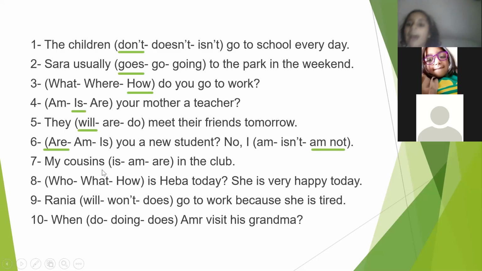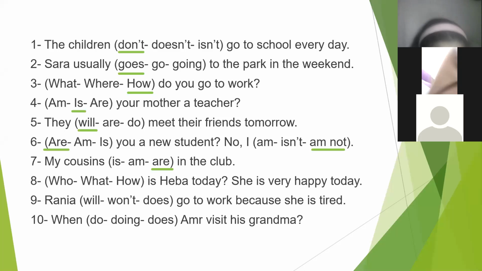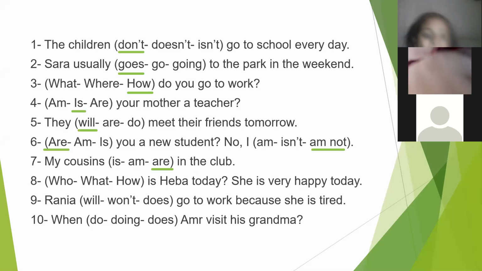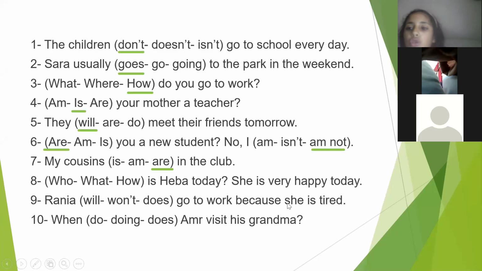My cousins, here you have plural, they. Excellent. So my cousins is, or am, or are in the club? Are. Thank you. So here are. Number 8. Who, what, how is Hiba today? She's very happy today. So you have here happy. How? Excellent. How is Hiba today?